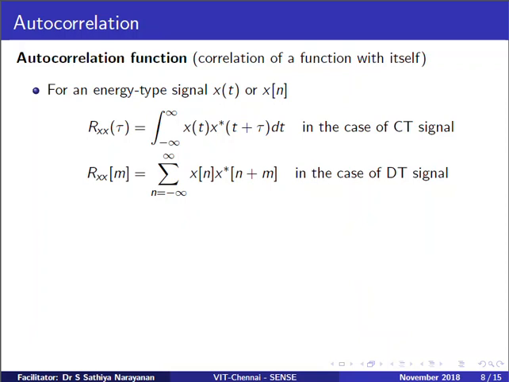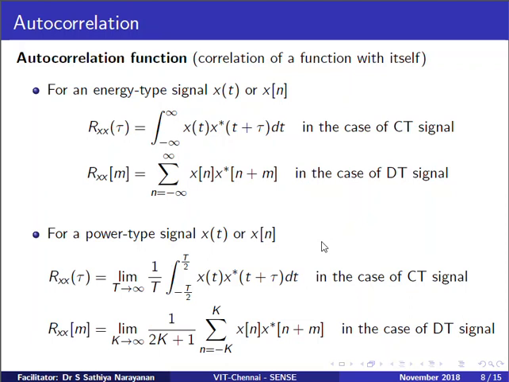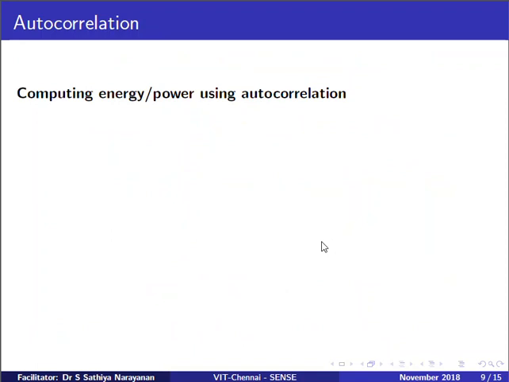So again, x conjugate means it's a complex conjugate. Therefore, similarly for a power type signal x of t or x of n, the autocorrelation formula is as follows. Okay, this is one special feature of autocorrelation.